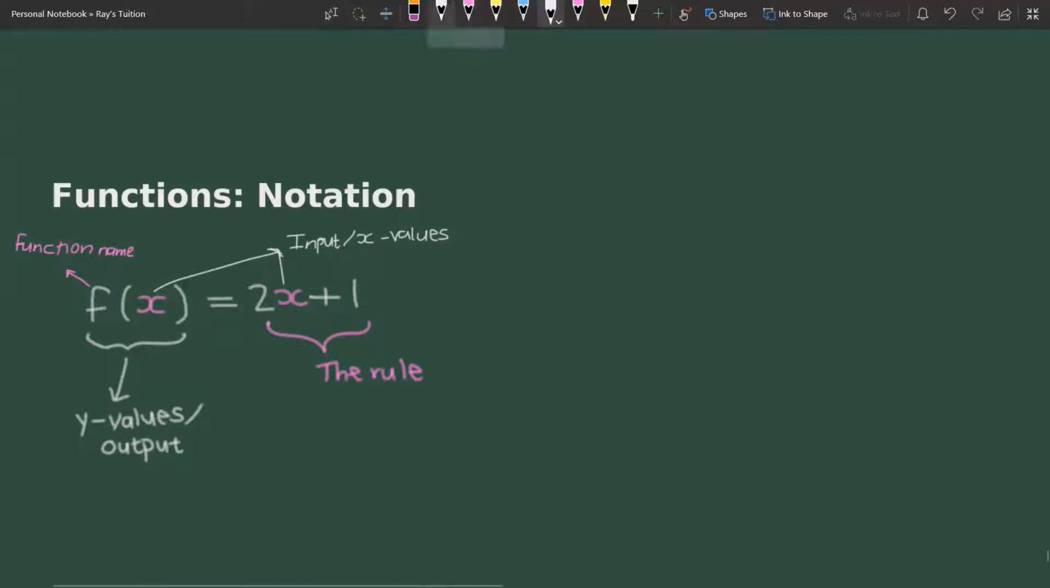So let us have a look at some examples. So f of 1, what is this? It means everywhere that you see x in the rule, you're going to replace it with 1. So it's 2 times 1 plus 1, which is 3. Let's do another one. What is f of 2? F of 2 is 2 times 2 plus 1, and that is 5. So can you see, in the place of x, we have replaced it with what we are evaluating the function at.